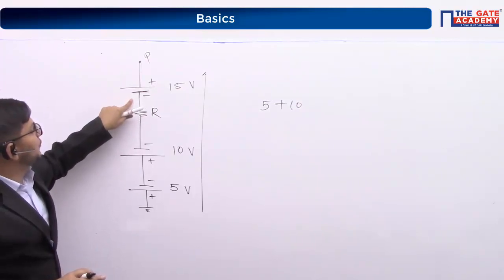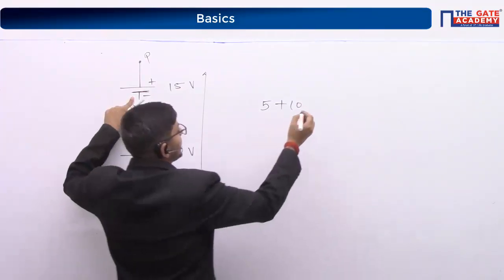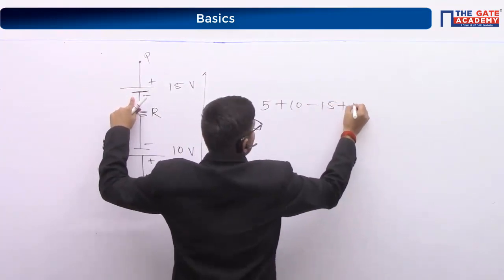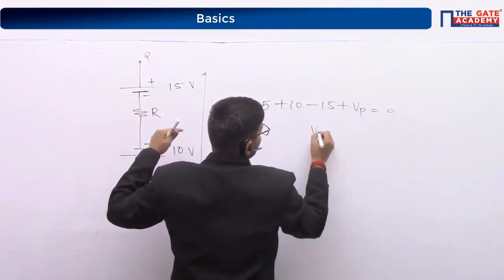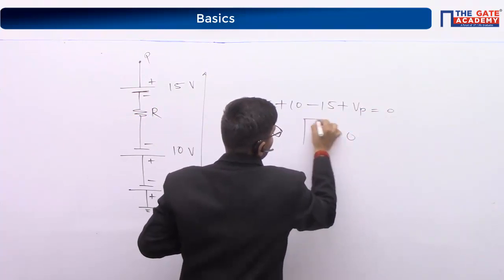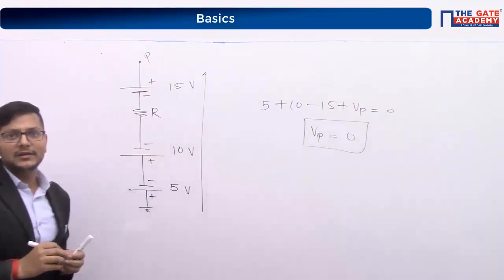Again, we enter from the negative, then take the negative sign. Minus 15 plus Vp equal to 0. So what will be Vp? 0. Is it clear, all of you guys?